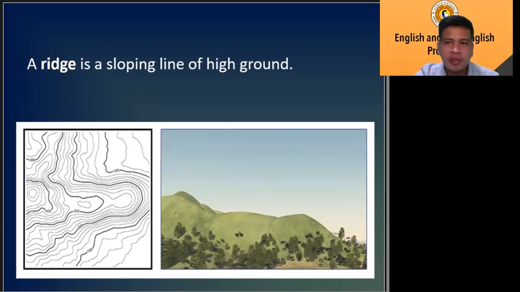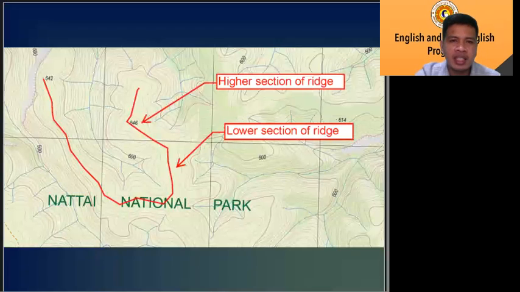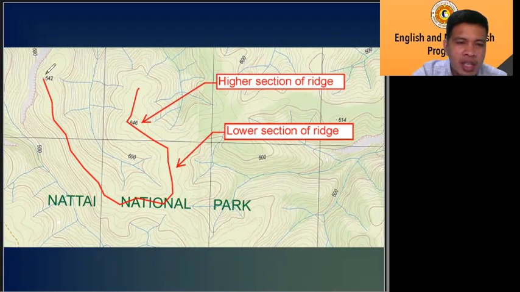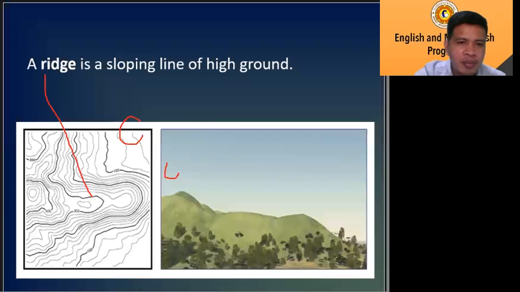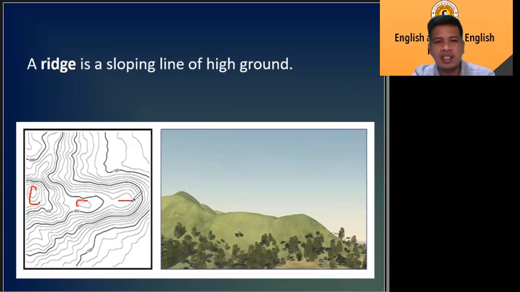Or on a map, you can have something like this. Okay, so this one is a ridge, the red line. This one is the higher section, and then we have the lower section. Okay, can we go back? So this one here is the higher section, the next higher section, and this one is the lower section. So this is the higher section of the ridge, next higher, and then the lower section of the ridge. You should be able to differentiate that on the map.